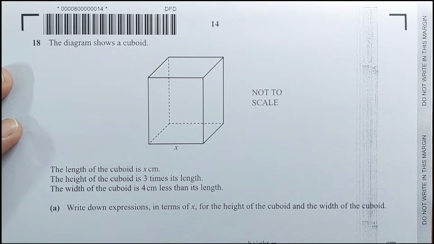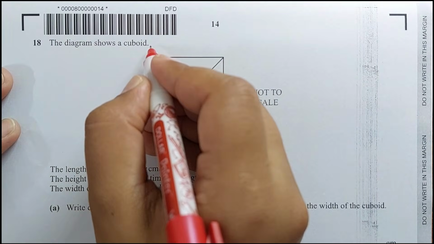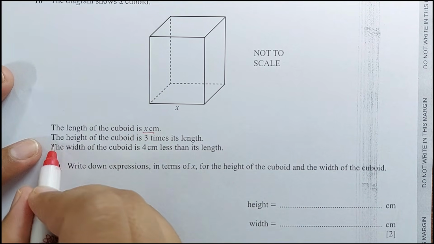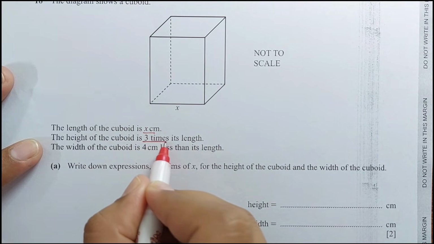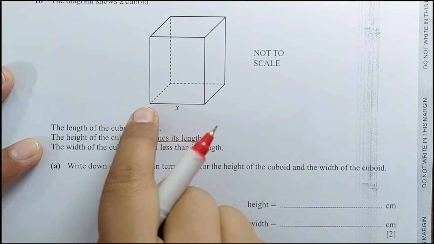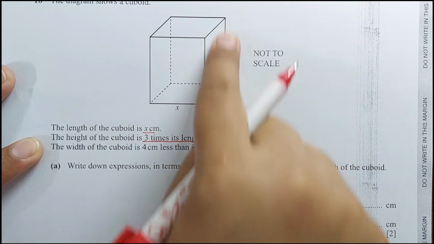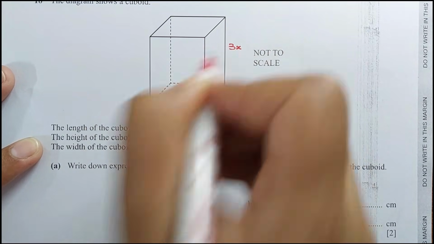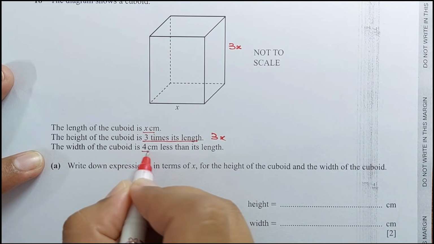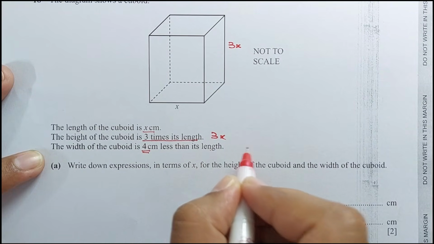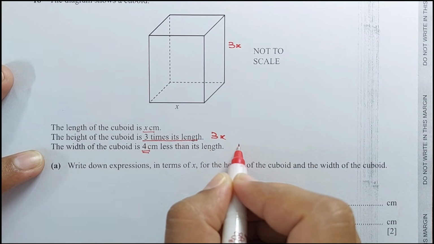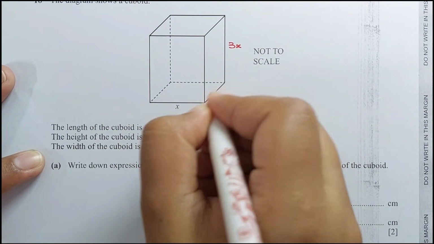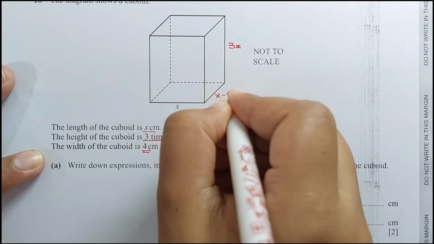Right. Question number 18, the diagram shows a cuboid. The length of the cuboid is x centimeters. The height of the cuboid is 3 times its length. If the length is x, then the height is 3 times the length, meaning 3x. The width of the cuboid is 4 centimeters less than its length. 4 centimeters less than the length means from the length you have to subtract 4. So this width is x minus 4.